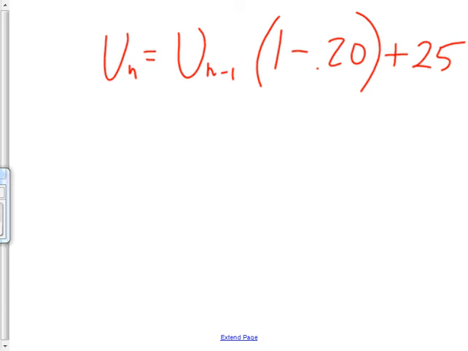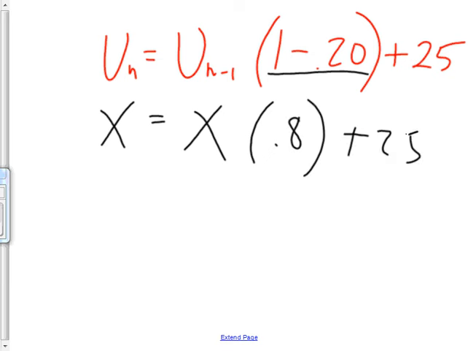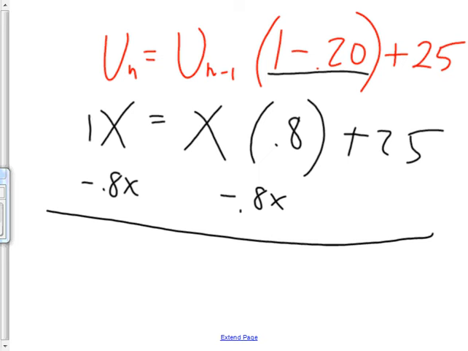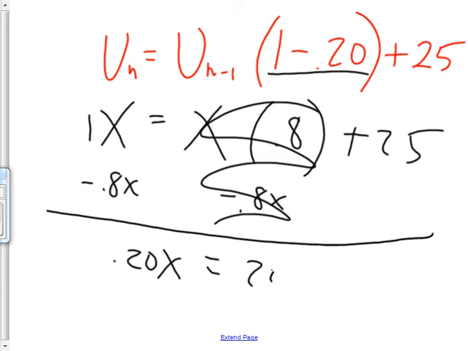I think most people can calculate. But you have to know how to do it algebraically just in case. x equals 0.8x plus 25. 1 minus 0.2 is 0.8. It's really not that hard to do it algebraically. Now I just have to subtract 0.8x from both sides. 1 minus 0.8 is 0.2x. And those cancel. It's 25.